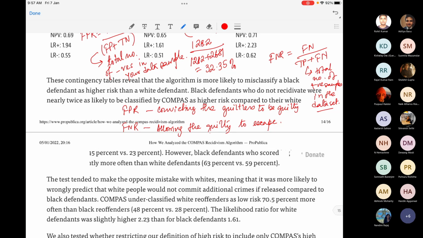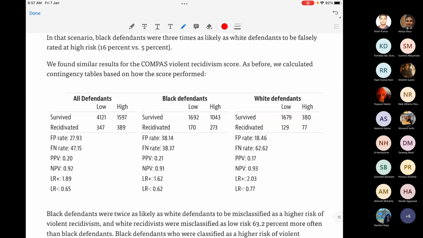And the same thing was also true for the case of violent recidivism. Again, you see the false positive rate is much higher for the blacks compared to the whites, and the false negative rate is again far higher for the whites compared to the blacks. Okay, so we will stop here. This concludes the first case study, and next week we will start with the second case study, which is also very interesting in its own way.